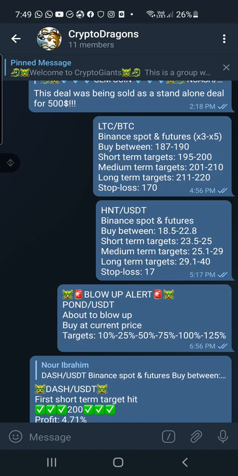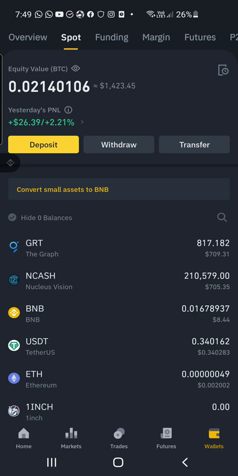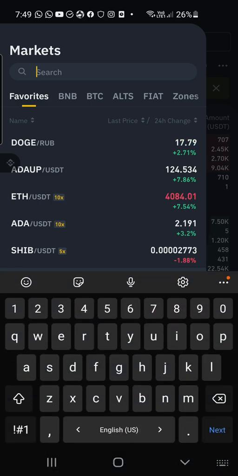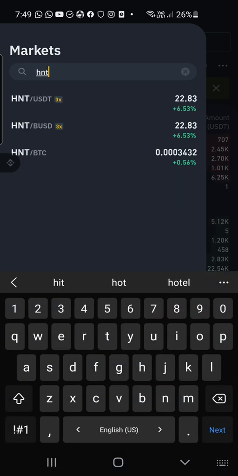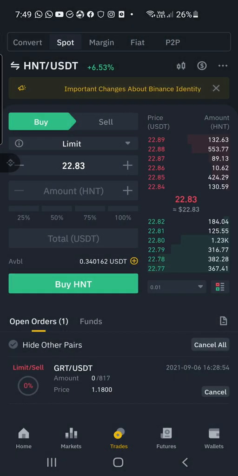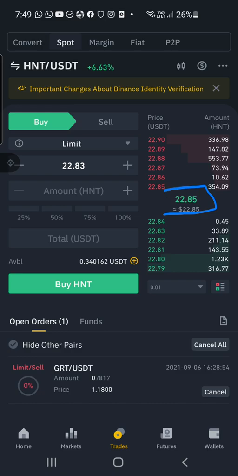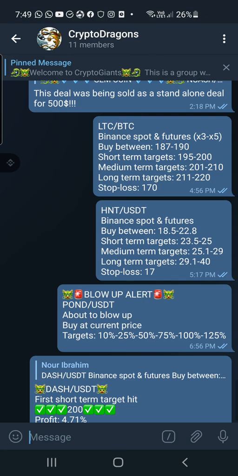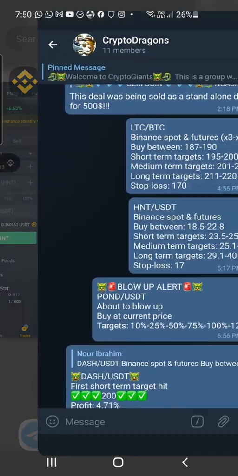What that means is that it says buy between 18.5 and 22.8. So we come here, we go to trades, we click on the pair, and we click on the search. We write HNT USDT. Right now the price, as is shown over here, is 22.85, and in the signal, it says that we need to buy between 18.5 and 22.8. So this means that we already missed the opportunity to buy HNT. But let's say that the price was 22.7.